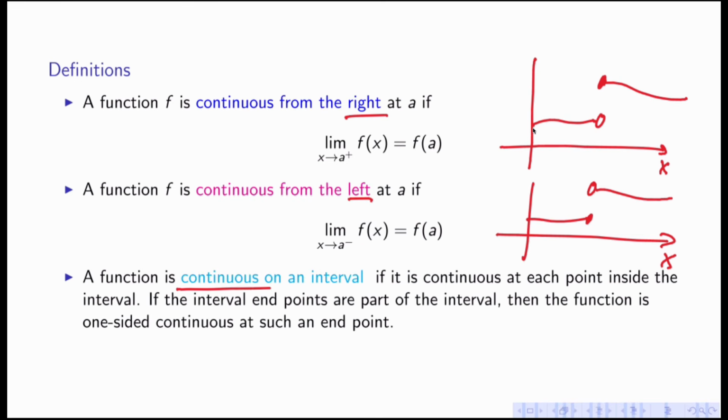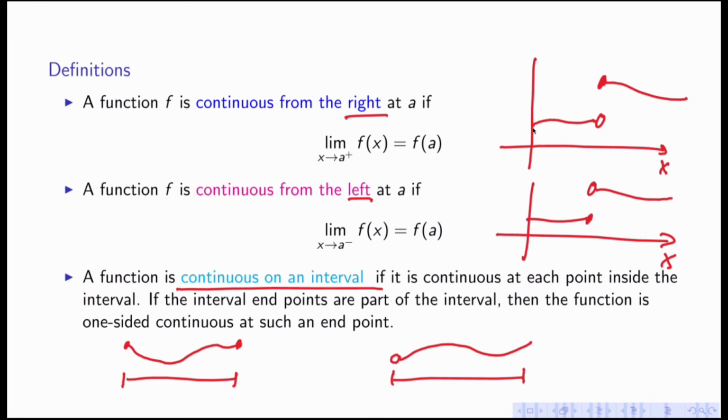And then a function is continuous on an interval if it is continuous in the middle and on the interval boundaries. If they are part of the interval, then the function is one-sided continuous at such an endpoint. So for example, this point, and then the curve, and then this point. So a counterexample, what is not continuous, would be a graph which starts here, but then at the endpoint it has a different value. So this would not be continuous on an interval.